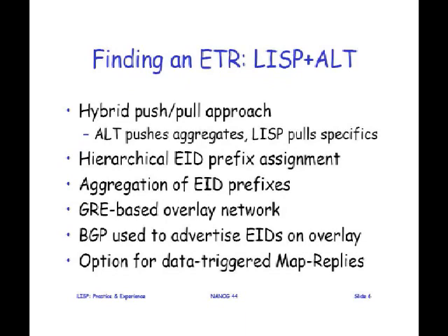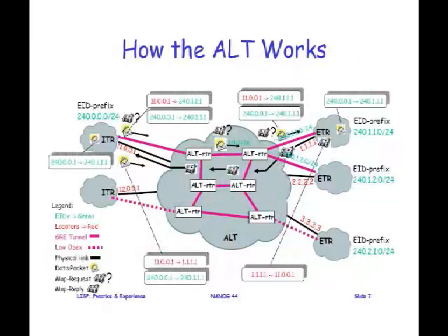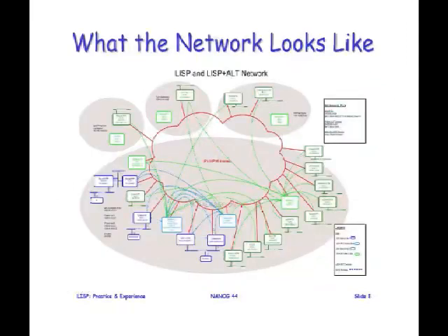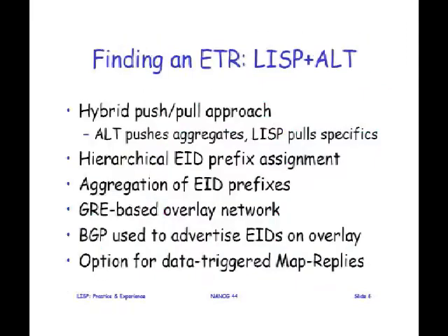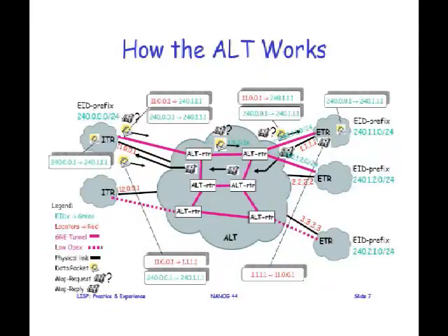So basically the ALT is just an instance of BGP that carries EID prefixes that runs over GRE, and it's used by the ITRs to find the mapping. So basically it's just another instance of BGP. And this is going to be tough because, yeah, all right. I don't think I'm going to be able to really give you a feeling without the animation here, but let me see if I can do it anyway.